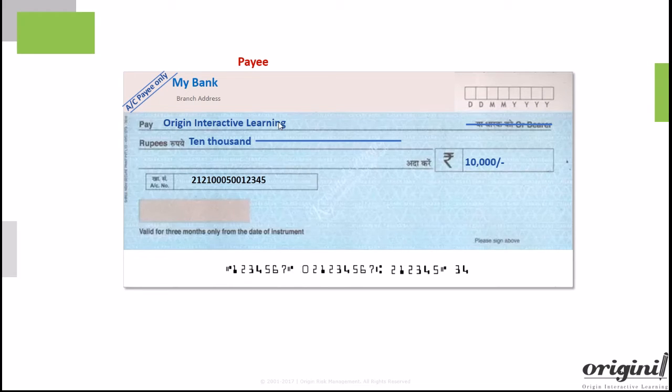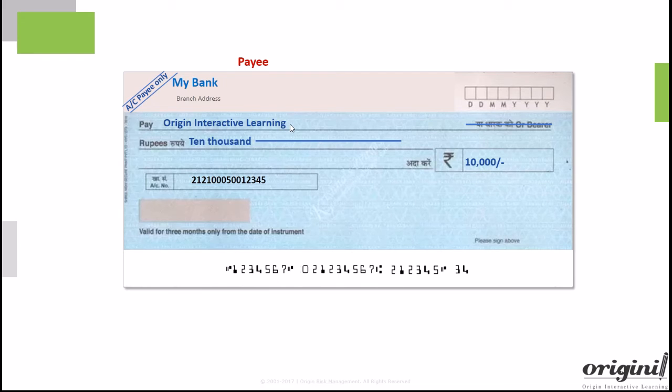The account name of the payee as per the bank record must exactly match with the name you write here. If there is a difference in the name or even in the spelling of the name, then the payee's bank will not accept your check and hence the transfer will not take place. This feature ensures that the money is transferred only to intended persons or organization's account.